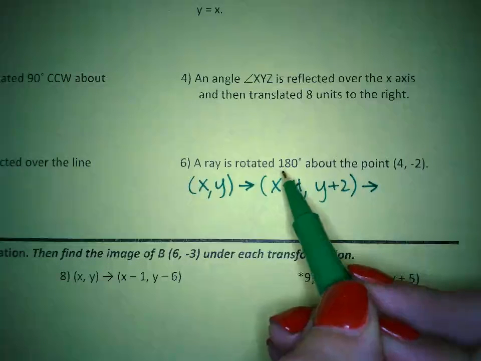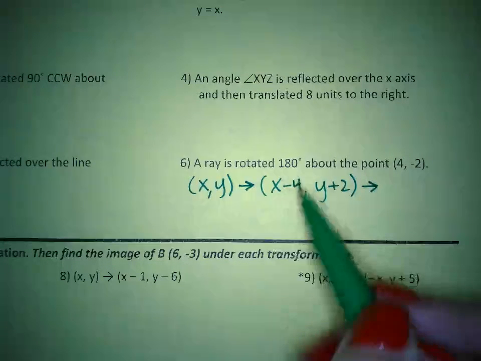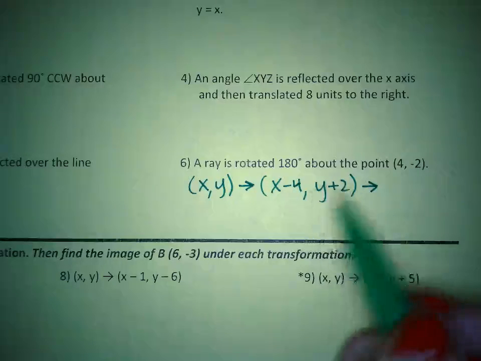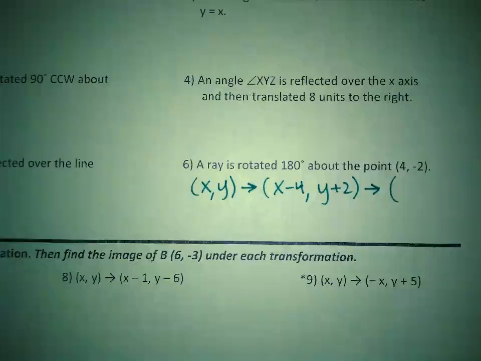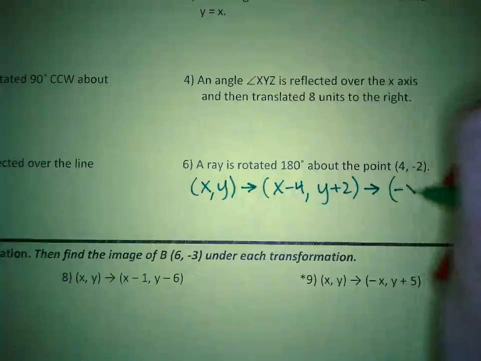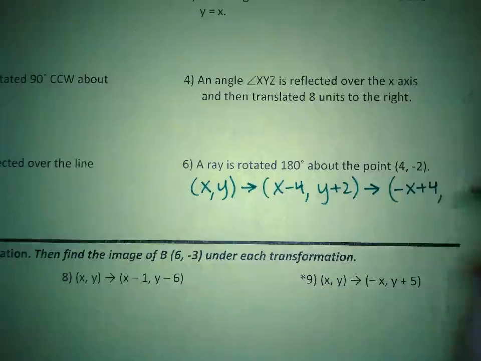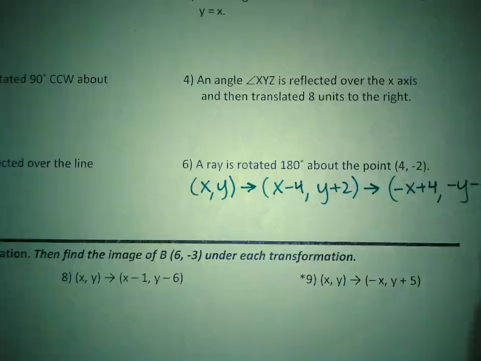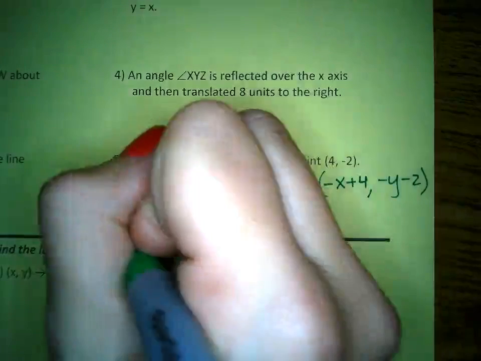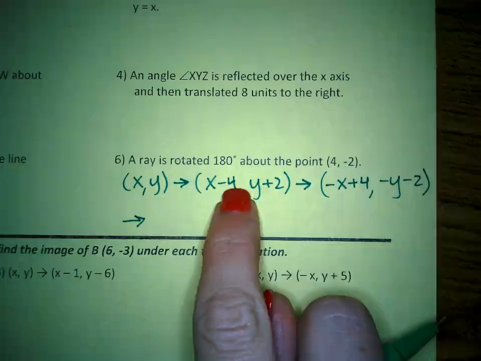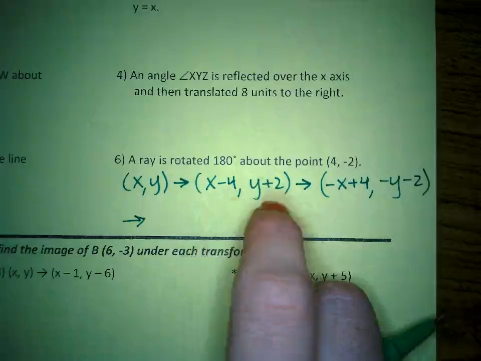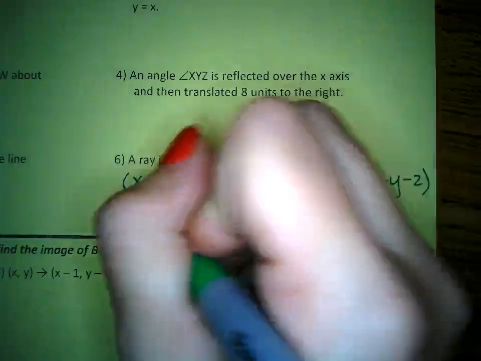Now remember, rotating 180 degrees is just going to negate the first coordinate and negate the second coordinate. Now you need to distribute that negative to both terms. So that's negative x plus 4, comma, negative y minus 2. And then the last step in this process is to undo your original translation. So now we're going to add 4 and we are going to subtract 2.